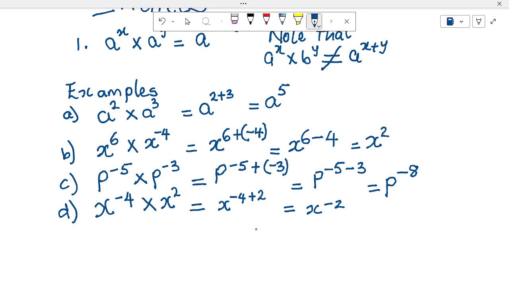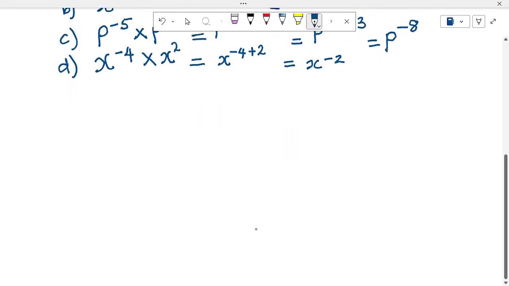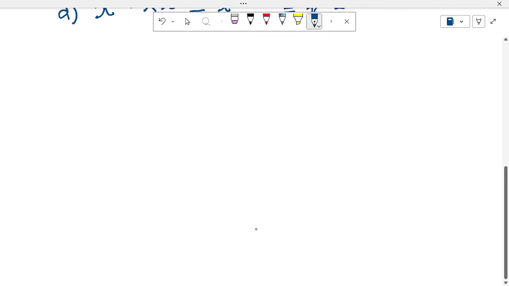All right. I think we are done with some examples that we have there. Let's go to the second law. The second law too is like it.